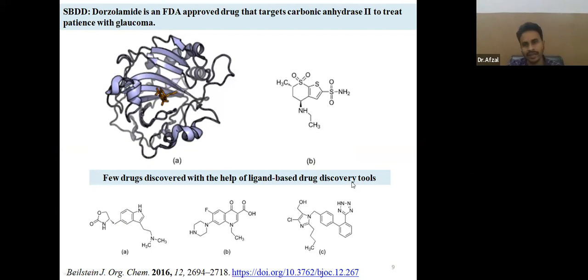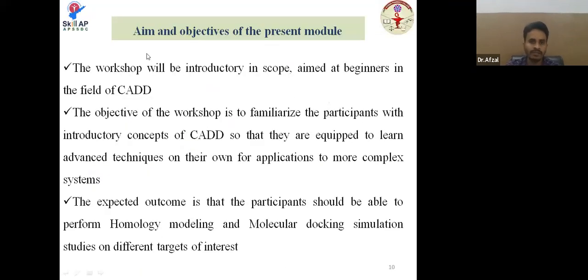So it is crystal clear that we can use computer-aided drug design for developing new drugs. But there are many things which you need to understand in order to design and develop new drugs, for which this workshop is. The main aim and objective of the present module is introductory in scope. We are not going into the details, but this introduction is very essential for the next generation of researchers who are interested in utilizing these tools for designing and developing new types of molecules for the treatment of a variety of diseases.